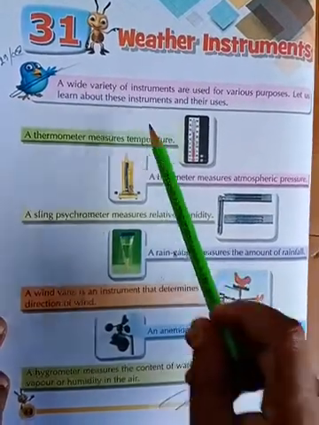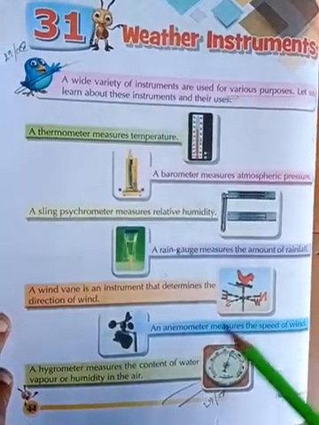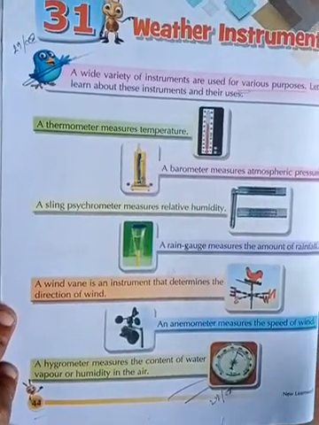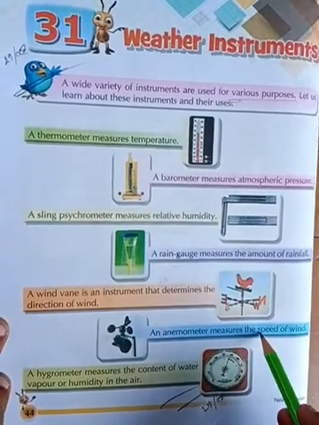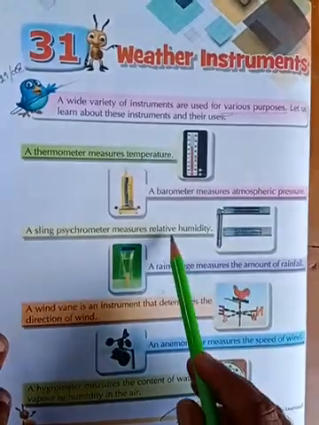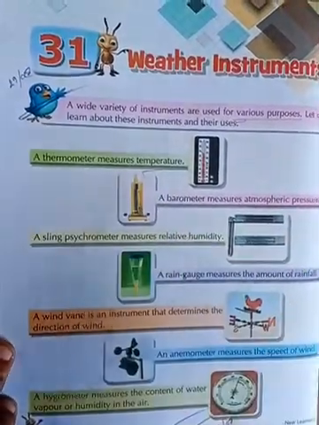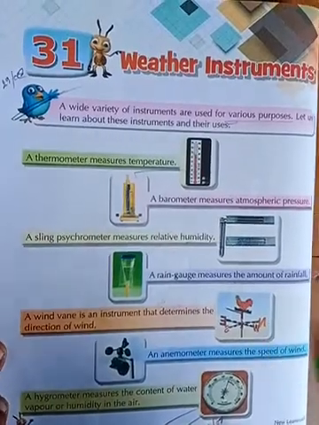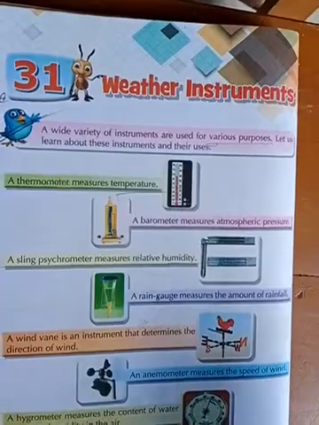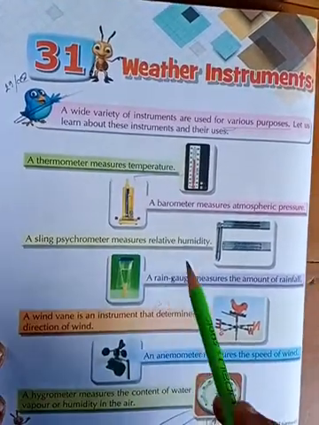A wide variety of instruments are used for various purposes. That means various purposes such as measuring the speed of the wind, the amount of rainfall, humidity, atmospheric pressure and temperature. So many instruments. By these instruments we can measure the temperature and atmospheric pressure, etc.